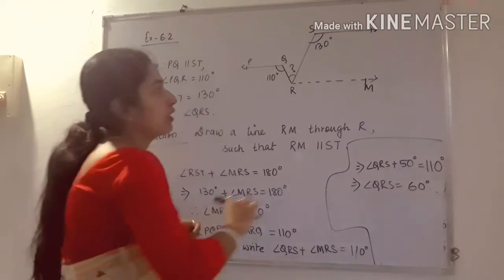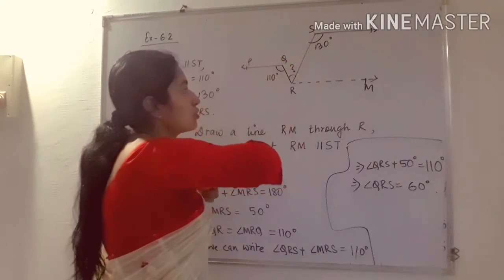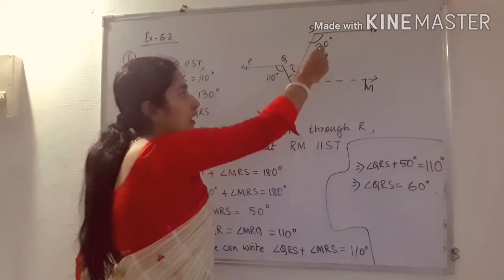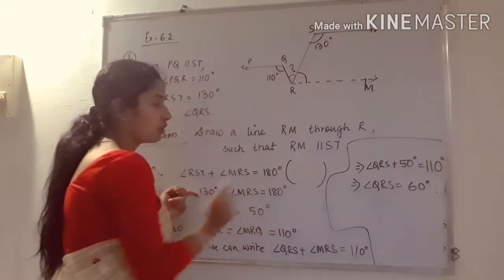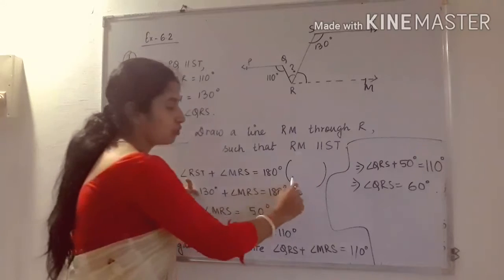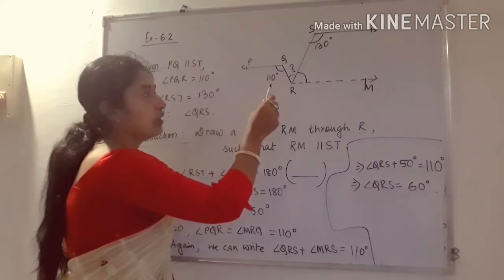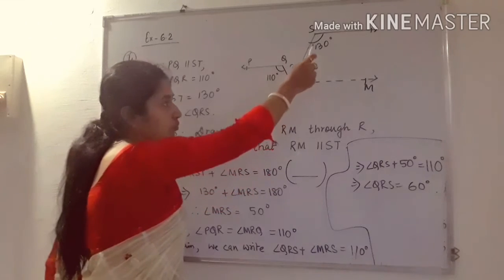Now see, these are parallel lines and this is a transversal. So for the sum of angles on the same side of the transversal, we know the sum of these two angles will be what? 180 degrees. In brackets you have to write the reason. I have not written it. You know the reason: angles on the same side of the transversal are supplementary, or you can say equal to 180 degrees.